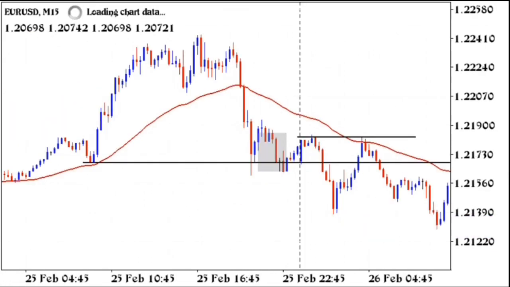Okay guys, that's it for this strategy. That's everything you need to know about this daily 20 pips strategy.